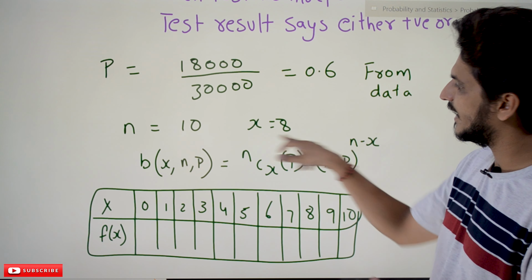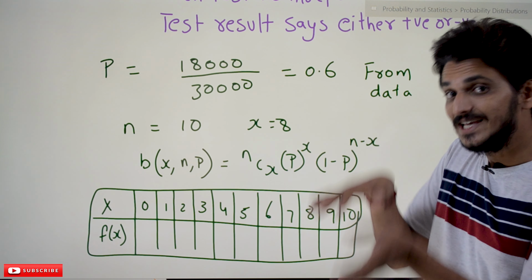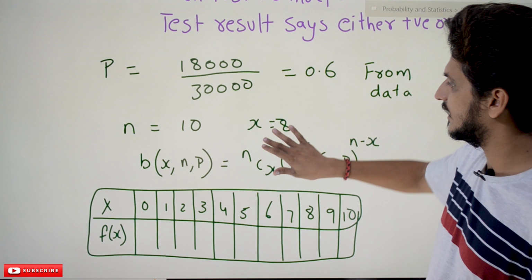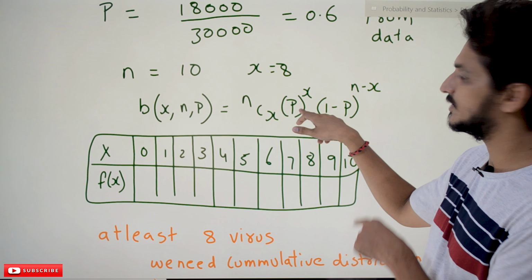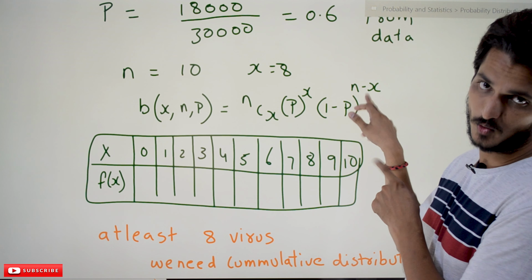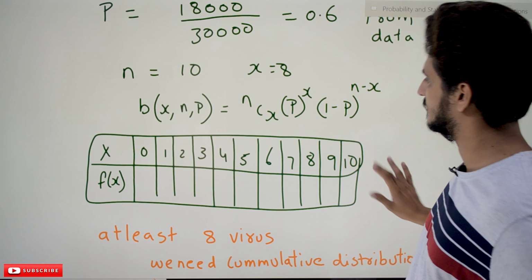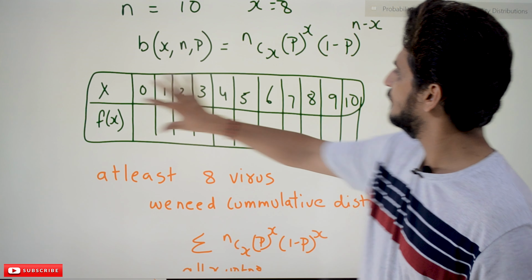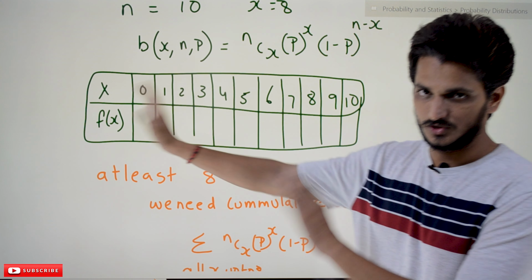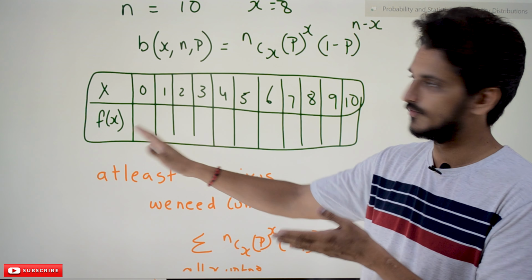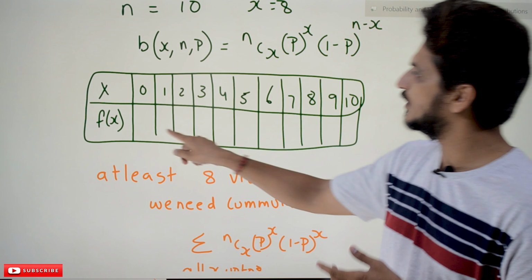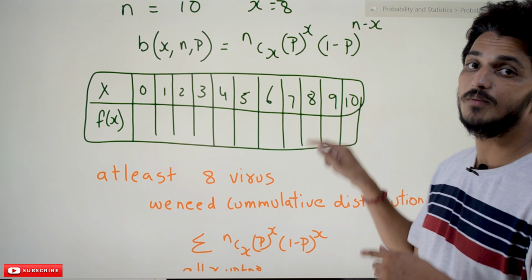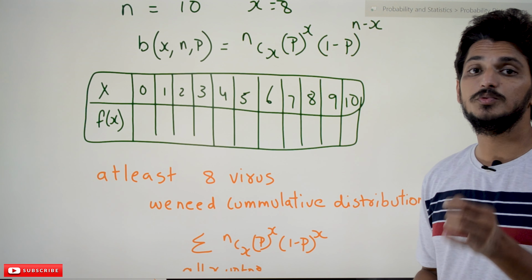Out of that, the X value is 8, at most 8. Don't forget that, at most 8. Our binomial equation is nCx, probability 0.6 power x, and 1 minus P, that is 0.4, power n minus x. So this is our distribution. If you do 10 tests, you can have 0 persons having coronavirus, 1 person, 2, and so on up to 8. We have to do the cumulative sum, the cumulative distribution function.